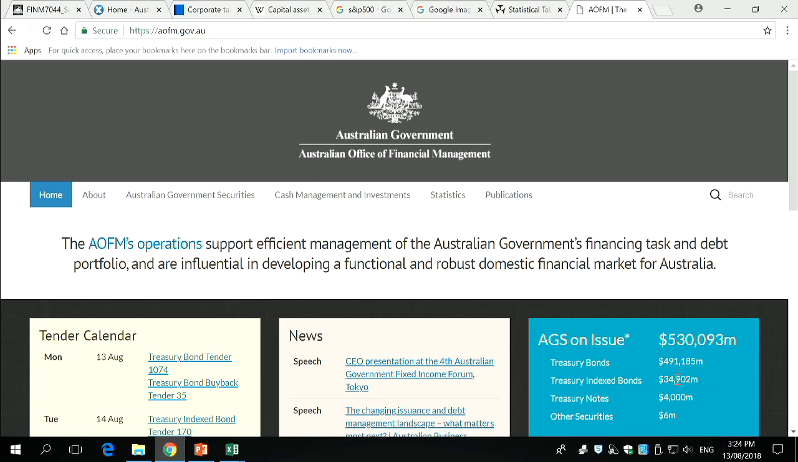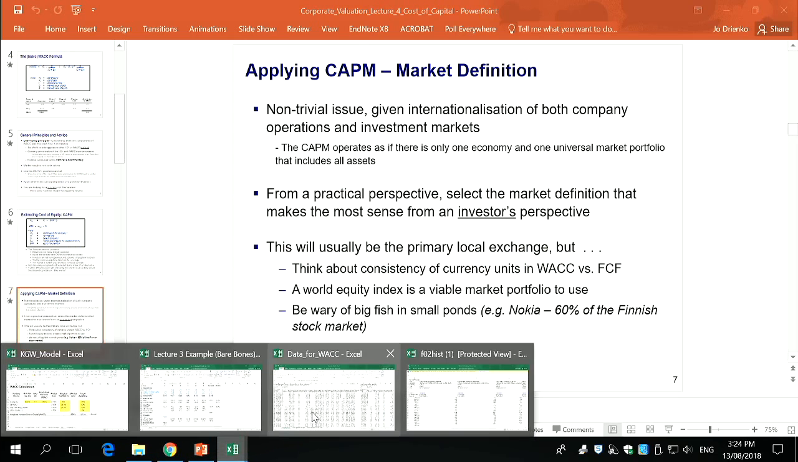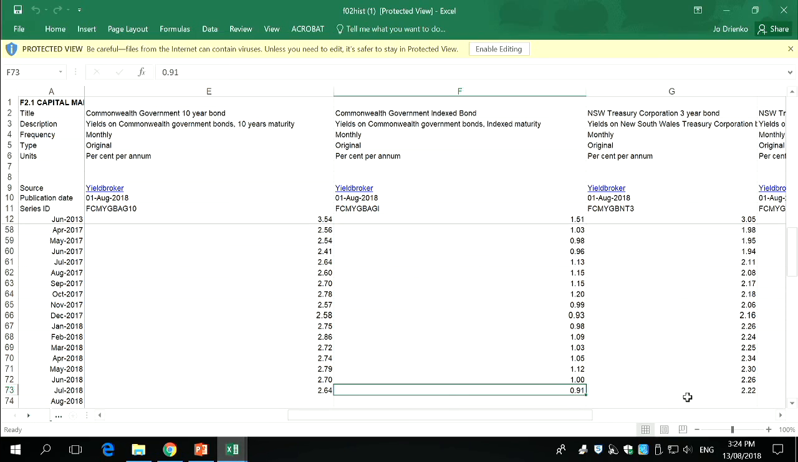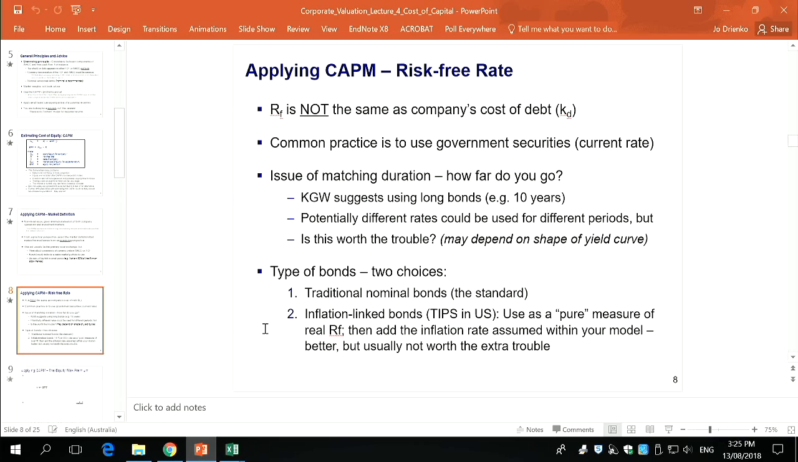So they have a few TIPS, so you can get a TIPS rate, and the TIPS rate is 0.91, I think it was. But again, all our cash flows are nominal, so just use the nominal rate. That's a mistake if you use 0.91. Do not use the TIPS. If all your forecasting was in real terms, then you would use the TIPS as your risk-free. Otherwise, no, that's incorrect. That would be an automatic deduction from me when I mark your assignment.